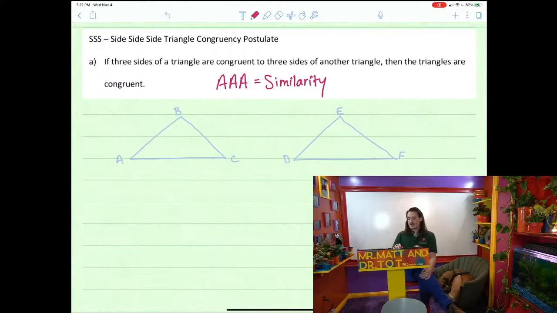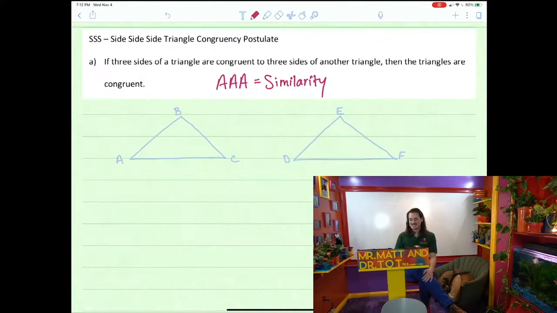So angle has to do with similarity, not congruency. So don't make that mistake. Side is going to be indicative that the two triangles are congruent, or exactly the same with one another. But if you merely have angle, that only proves that they're two zoomed in, zoomed out versions of each other.